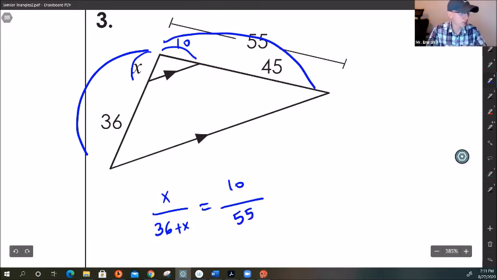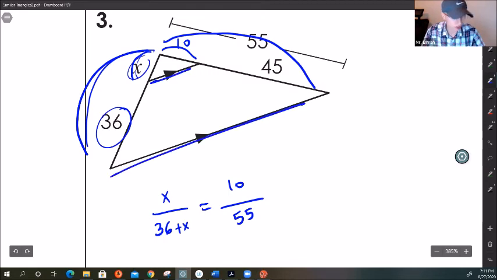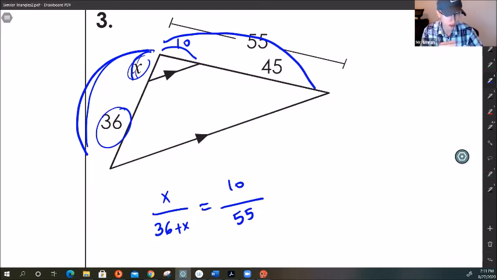If you want to use the scale factor and similar triangles, you can go with the small side to a side of a triangle. Never write x to 36 is equal to this to that, because it's not the scale factor there. 36 is not a side length of any triangle. But if you like to use the triangle proportionality theorem, you can go with x over 36 like I did, and then 10 to 45.